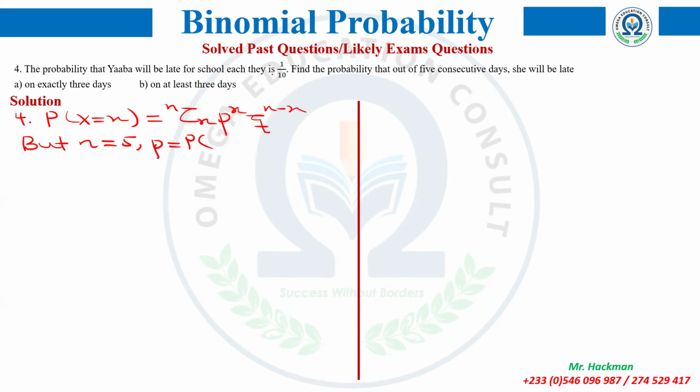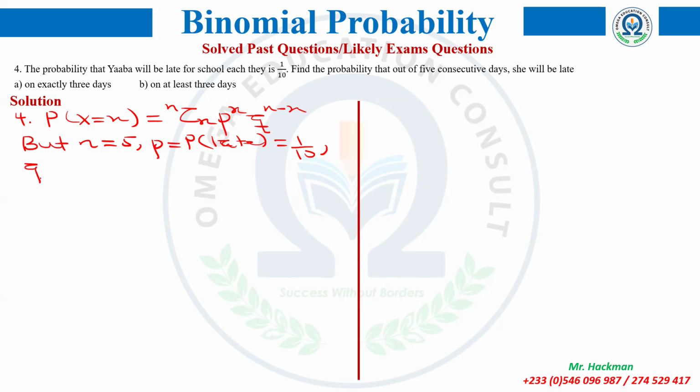Always go for the outcome that you know its probability directly. So it will be P late. Is that clear? And that will be equal to what? 1 out of 10.